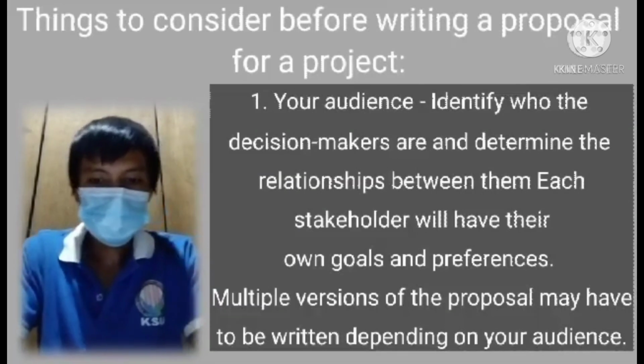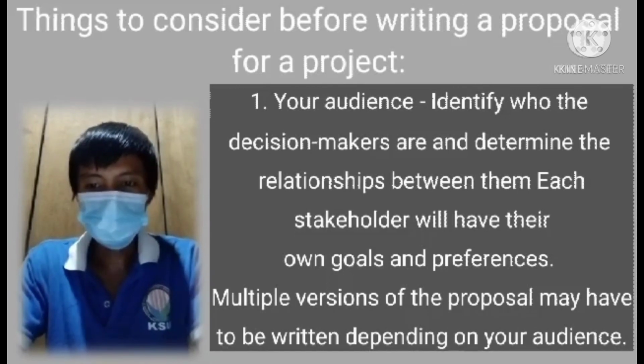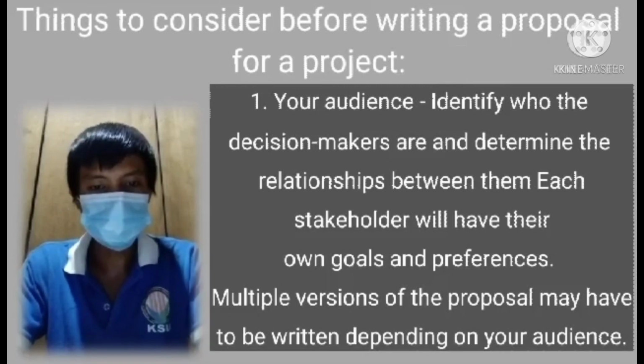Things to consider before writing a proposal for a project. Your audience. Identify who the decision makers are and determine the relationship between them and your team. Each stakeholder will have their own goals and preferences. Multiple versions of the proposal may have to be written depending on your audience.